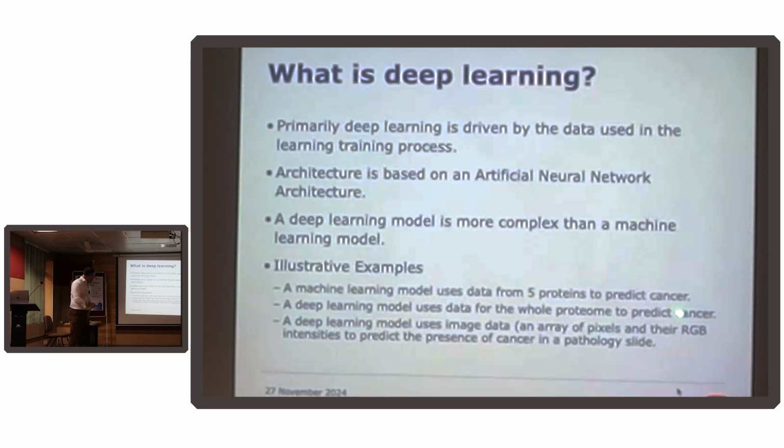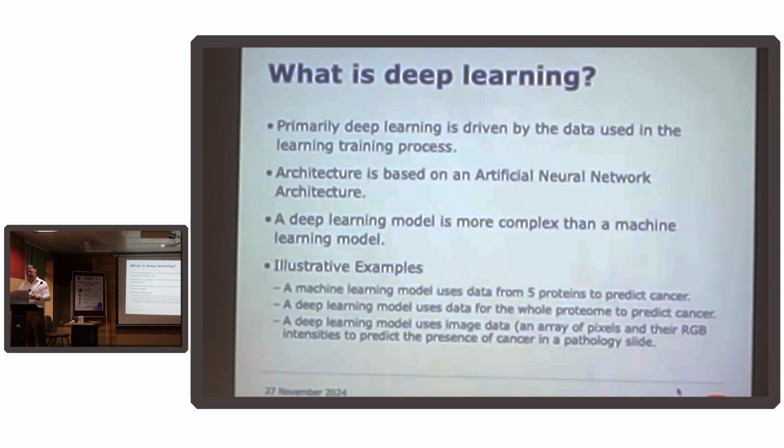A deep learning model could use image data based upon an array of pixels and their RGB intensities to predict the presence of cancer in a pathology slide. That would be a deep learning model because it uses a matrix of maybe 2,000 by 2,000 pixels. So again, that's got to be a deep learning model because of the complexity of the data.